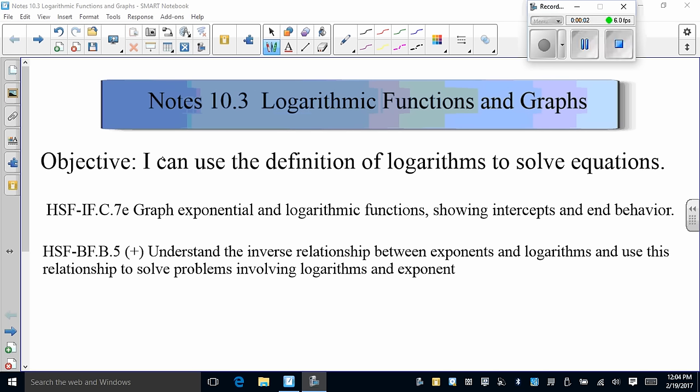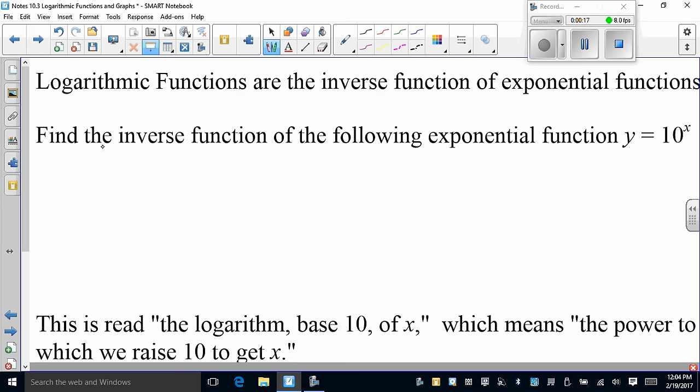Logarithmic functions and graphs. Objective: you can use the definition of logarithms to help solve exponential problems. Logarithmic functions are the inverse functions of exponential functions. Find the inverse function of the following exponential function. y equals 10 to the x, and if you remember, you change the x and y. So it would be x equals 10 to the y power.